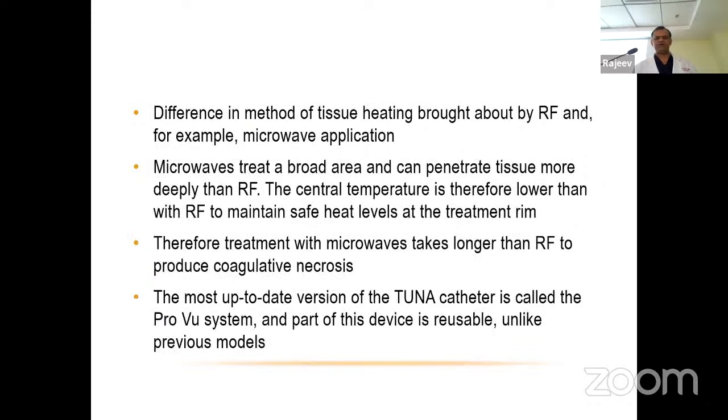The difference in method in other types of newer generation devices is that in place of radio frequency they can use microwave application, because microwave treats a broad area and can penetrate tissue more deeply than radio frequency. The central temperature of microwave is kept lower. That's why the treatment with microwave takes longer than radio frequency to produce coagulative necrosis. The most up-to-date version of the TUNA catheter is called the ProView system, and part of this device is reusable, unlike previous models.